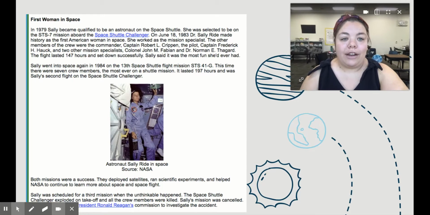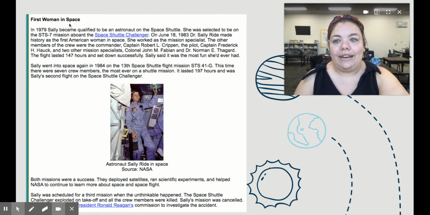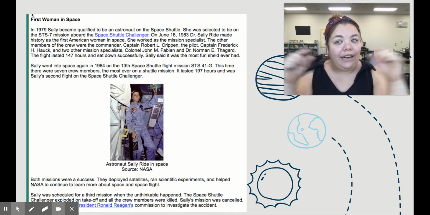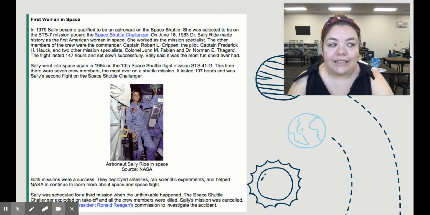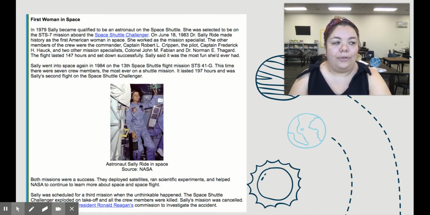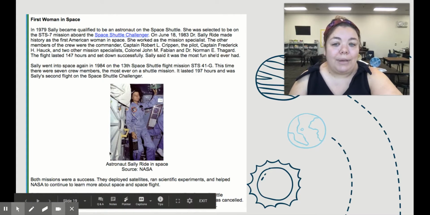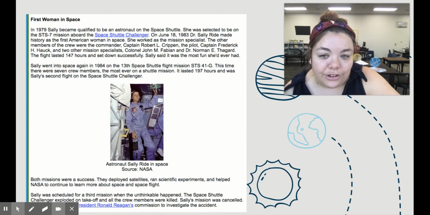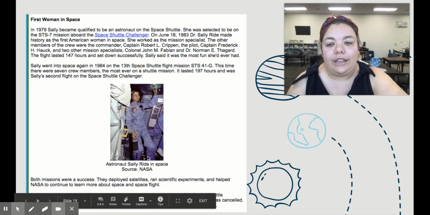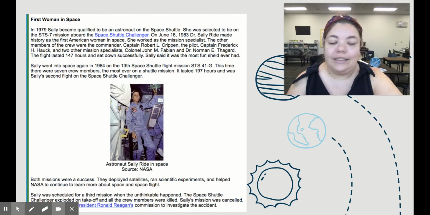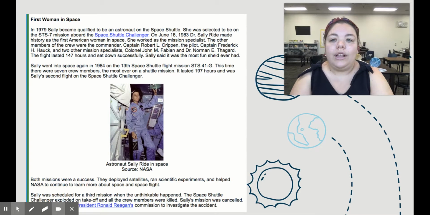Today we're going to read this paragraph about Sally Ride. So let's look at the title, First Woman in Space. That might give us a hint about the main idea if we know the title is the first woman in space. I also see this picture of a woman, right? And it looks like she's in a spacesuit. And underneath the caption says, astronaut Sally Ride in space. So I'm thinking Sally Ride might be important. And I'm thinking she must have been the first woman in space. So let's read the article together.